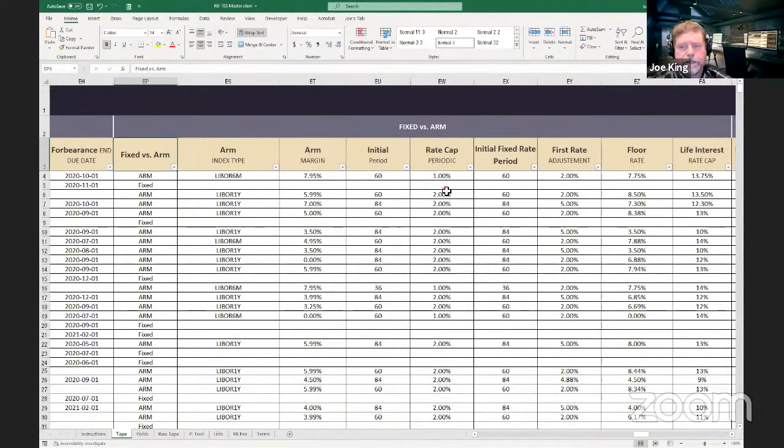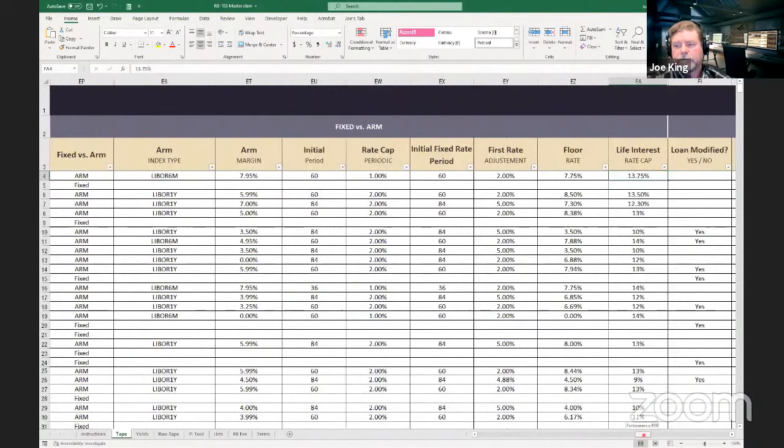period, right? So the initial period, for example, is 60. The cap rate is 1%, which means they can't raise it more than 1%. There's a fixed period of 60, which they're taking the maximum of. The first rate adjustment can't be more than 2%. The floor rate is at 7.75, so they can't lower it below 7.75. And the entire life, all the way to the full term, can't be more than 13.75%.